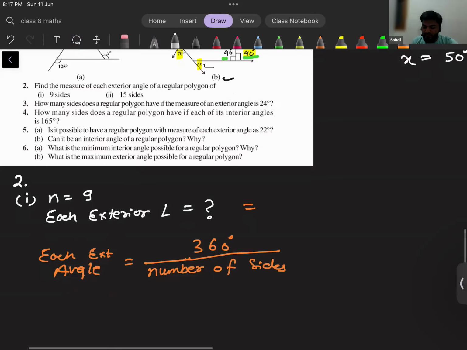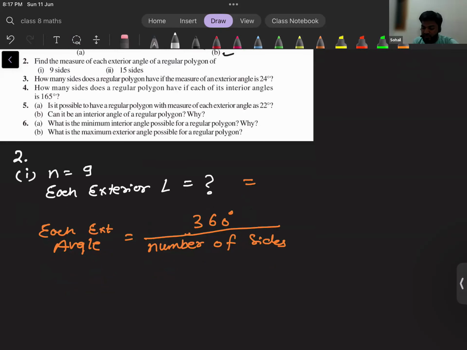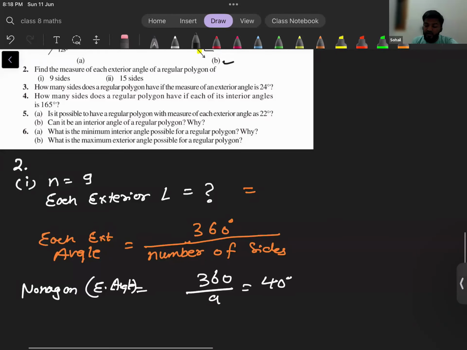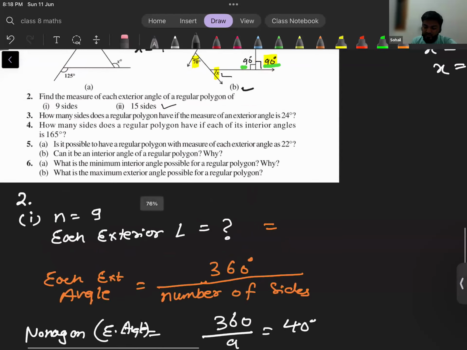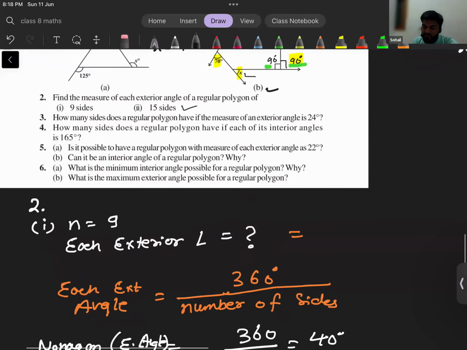So for the nonagon, n is going to be 9. Sir, it is 40 degrees. Very good. So 360 upon 9 gives you 40 degrees. You have to do the same for the other figures. Next you have 15 sides, so you can calculate it at home. Ahmed, got this now? We have solved this type of question several times.